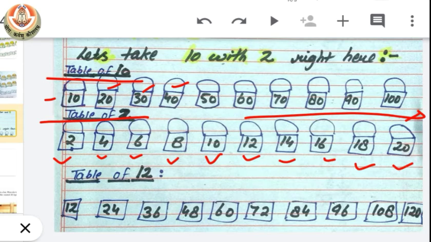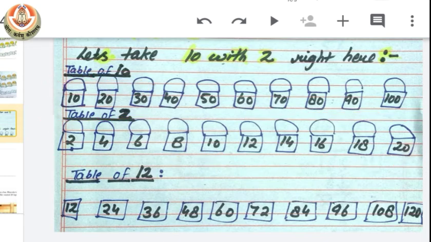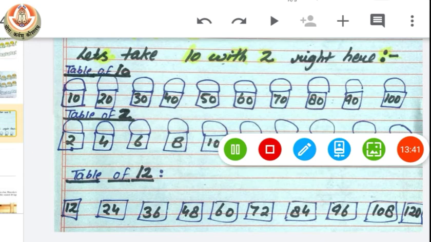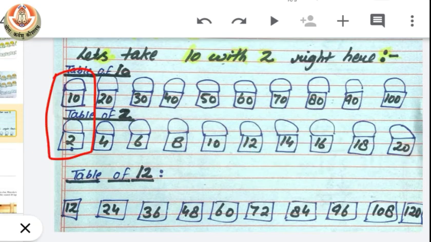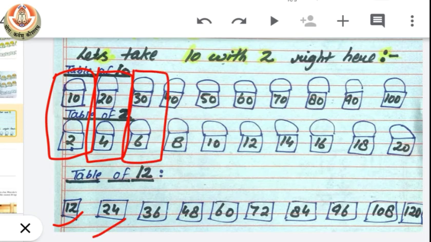Now to make the table of 12 with the help of 10 and 2, we have to add them. So when we add 2 and 10, we will have 12. When we add 20 and 4, we will have 24. When we add 30 and 6, we will have 36. When we add 40 and 8, we will have 48.